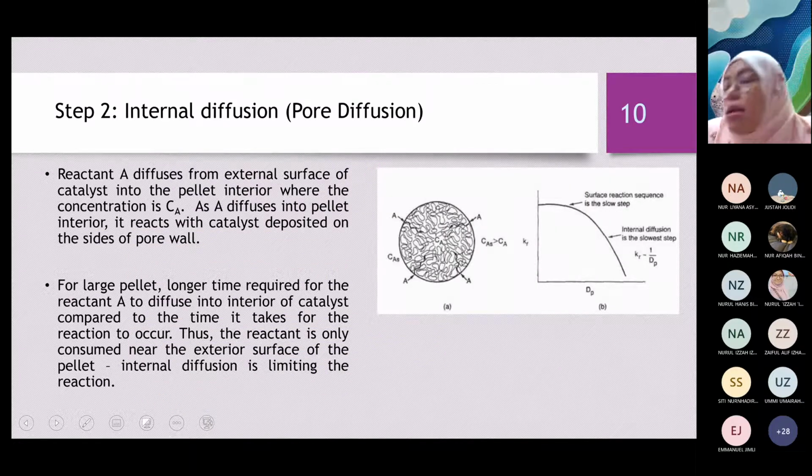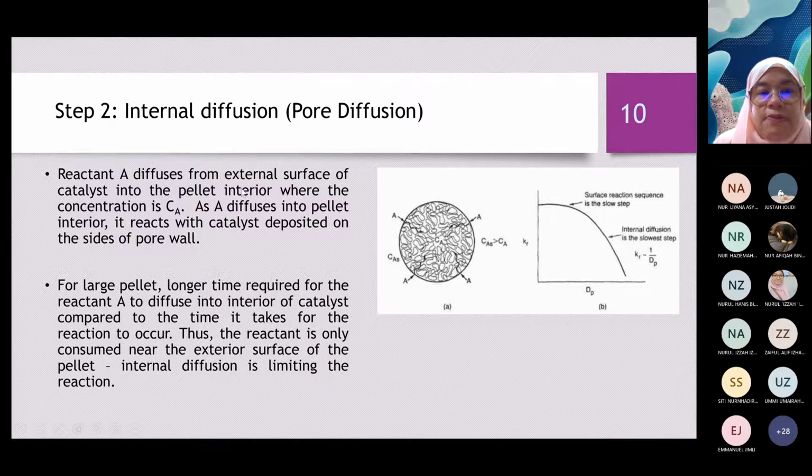Okay. Then next step is internal diffusion. Step 2, internal diffusion or pore diffusion. The reactant will flow through a pore mouth to the internal surface of the catalyst. This is how the reaction occurs.